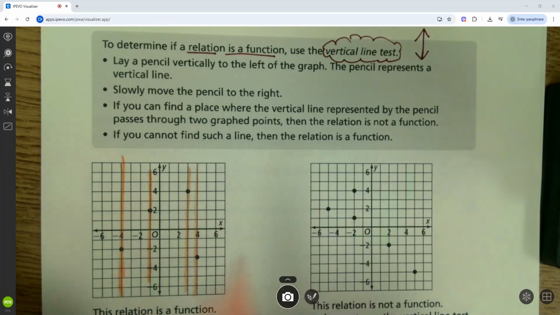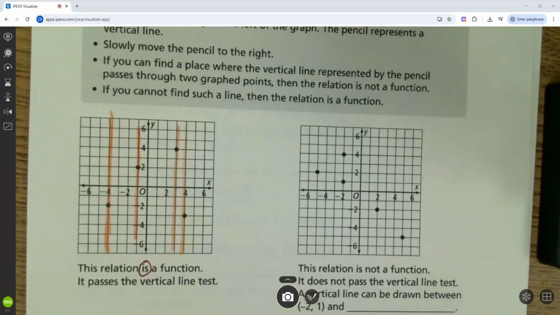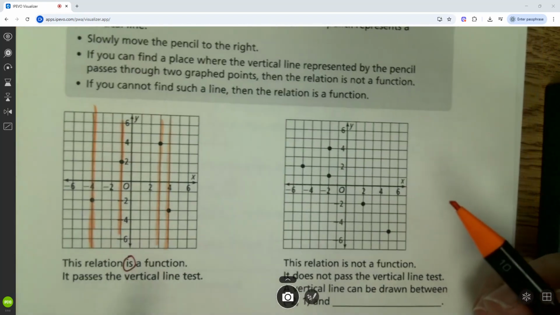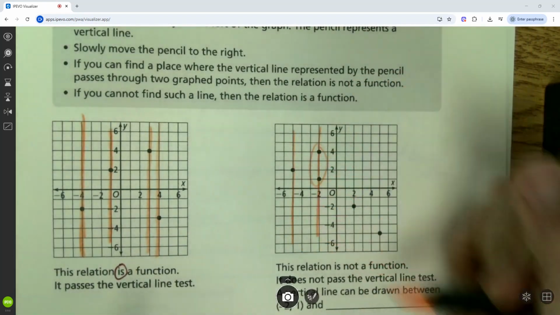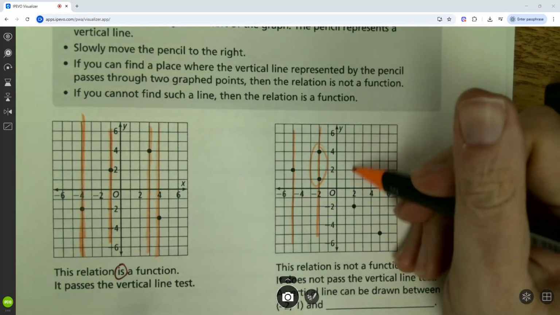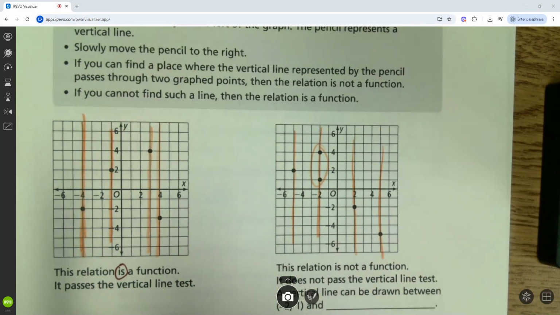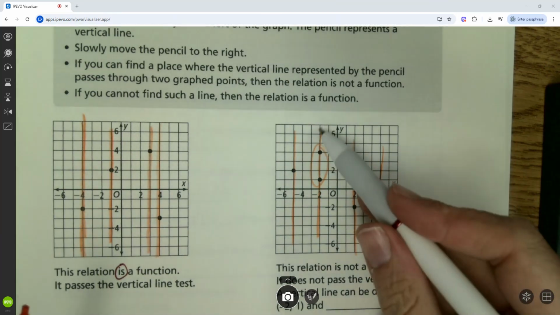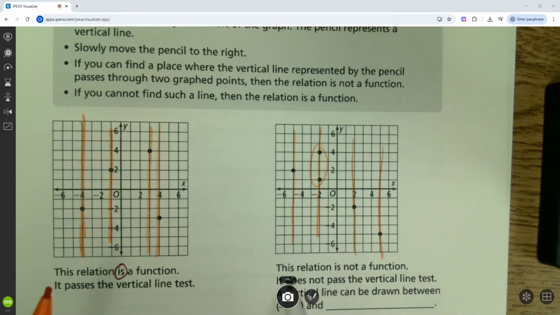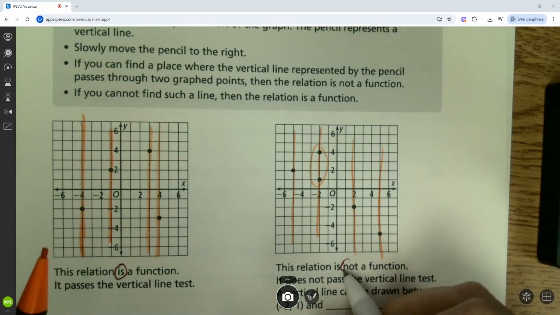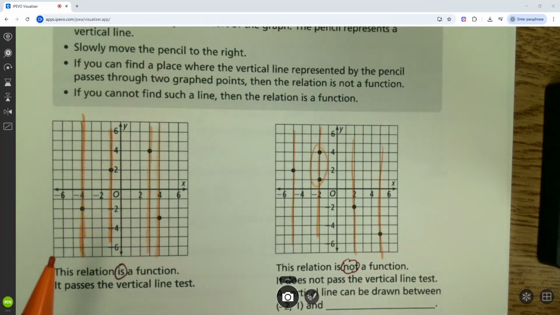It did not touch more than one, so this relation is a function because it passed the vertical line test, where it did not touch more than once on my x values. Okay, so I'm going to draw a line here, here, look right there. I can already see it fails the vertical line test because when I drew that vertical line, it touched more than one place on my function. So it is not a function. It does not pass the vertical line test.